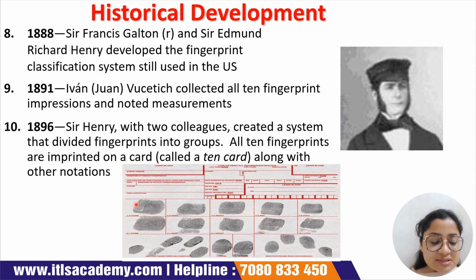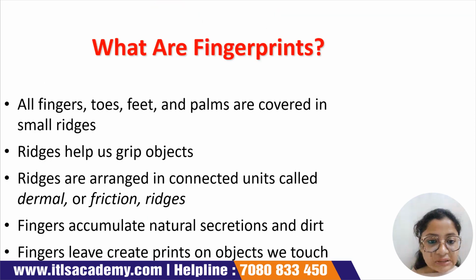All 10 fingerprints are imprinted on a card which is called a ten card, and this is the typical image that I've given over here. This is the typical image of a ten card along with other notations. So you can see there are 10 distinct fingerprints over here, along with different other notations also. Okay, so that was it about the major historical milestones.